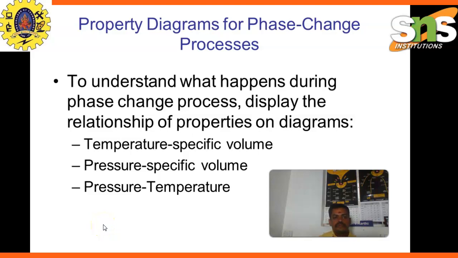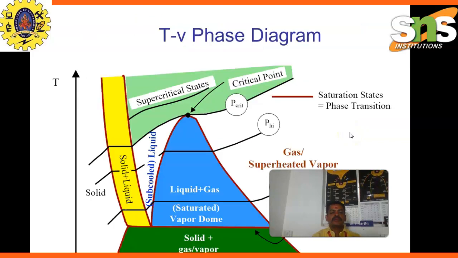To understand what happens during the phase change process, we display the relationship of properties in a diagram: temperature, specific volume, and pressure. These are the temperature, volume, phase diagram of solid ice.